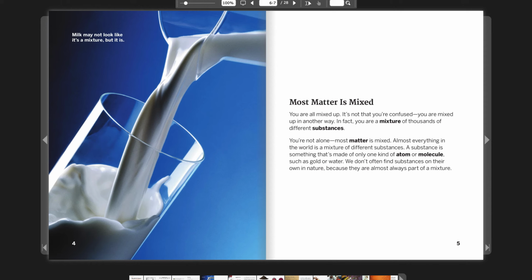Most matter is mixed. You are all mixed up. It's not that you're confused. You are mixed up in another way. In fact, you are a mixture of thousands of different substances. You're not alone. Most matter is mixed. Almost everything in the world is a mixture of different substances.